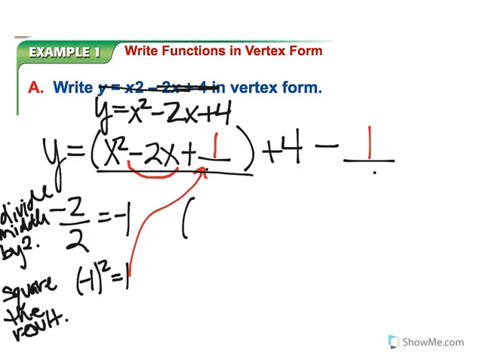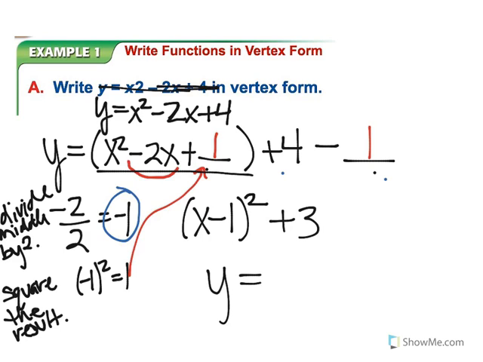This is going to factor into x minus 1 squared, and I got that -1 from this first step here. That's what you're going to plug in. And then we're going to take 4 minus 1, which is 3. So plus 3. So this equation in vertex form is y equals x minus 1 squared plus 3.